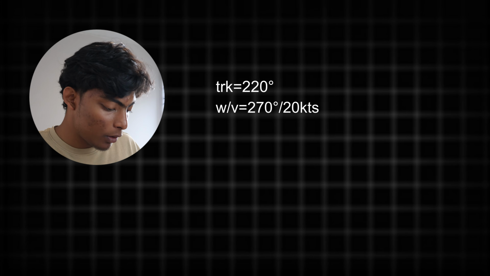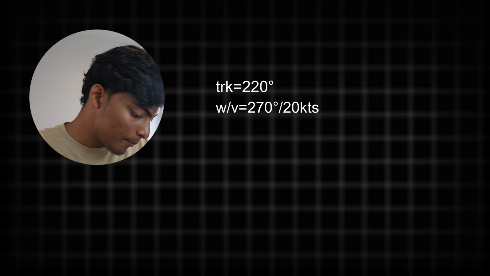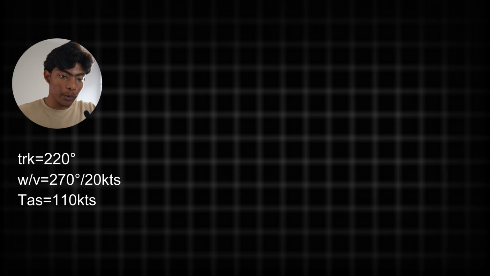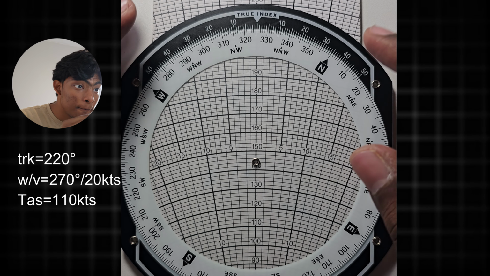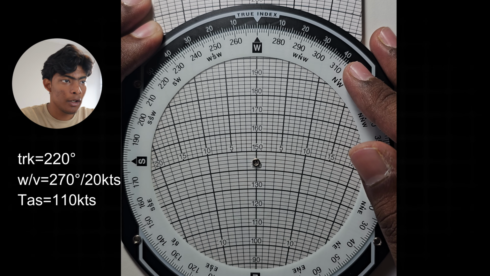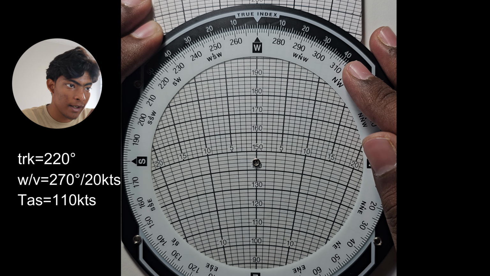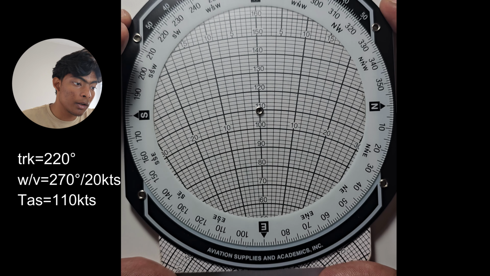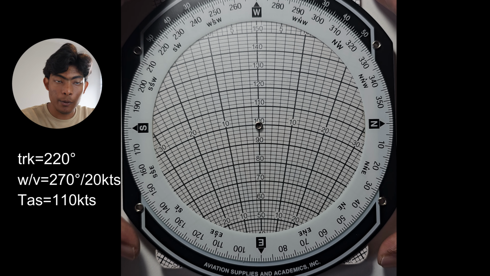The sample question gives us the track to be 220 degrees, the wind speed and wind direction are 20 knots and 270 degrees, and the true airspeed is 110 knots. So the first thing that we are going to do is bring the wind direction under the true index, that is 270 degrees, which is west. So under the true index I have put west, and now I'll bring the center dot to 100. So these are the first 2 steps that you need to follow.